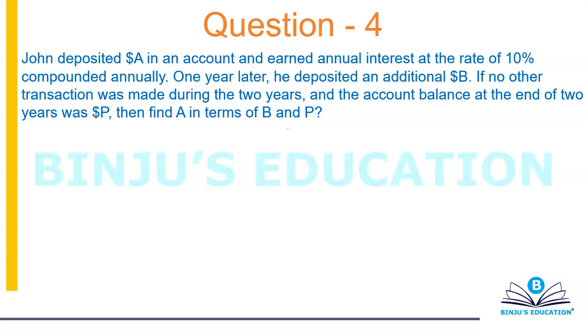John deposited $A in an account and earned an annual interest rate of 10% compounded annually. 1 year later, he deposited an additional $B. If no other transaction was made during the 2 years, and the account balance at the end of 2 years was $P, then find A in terms of B and P.